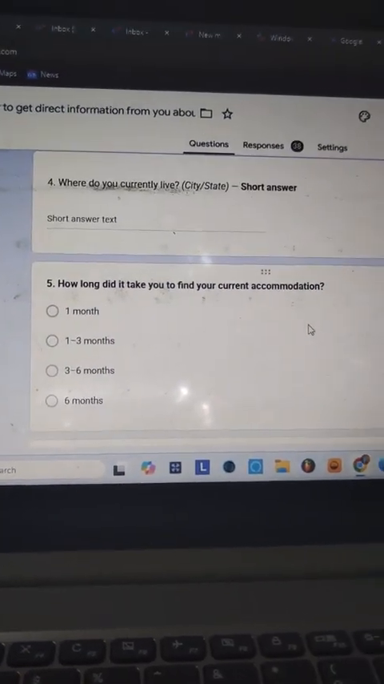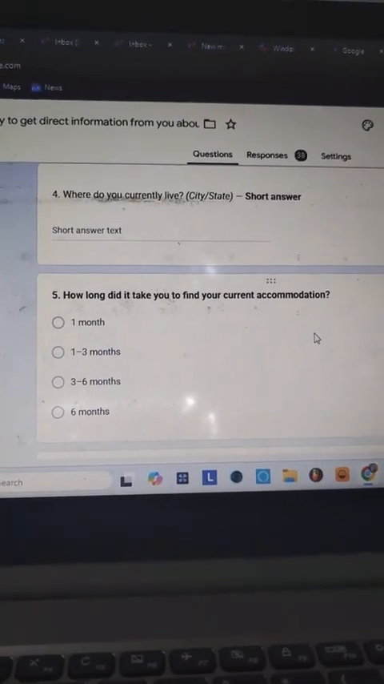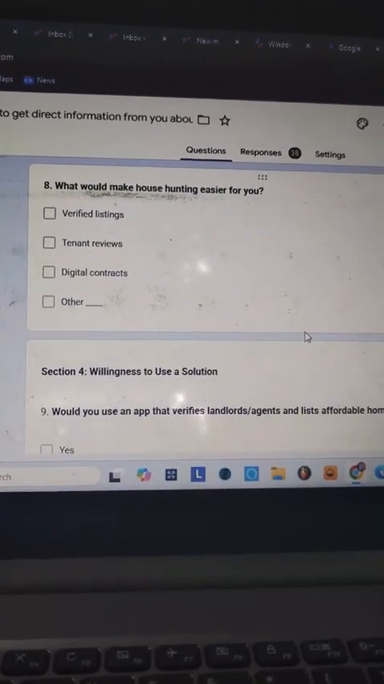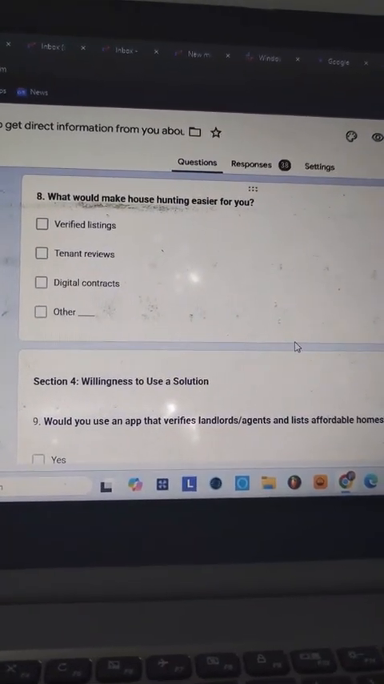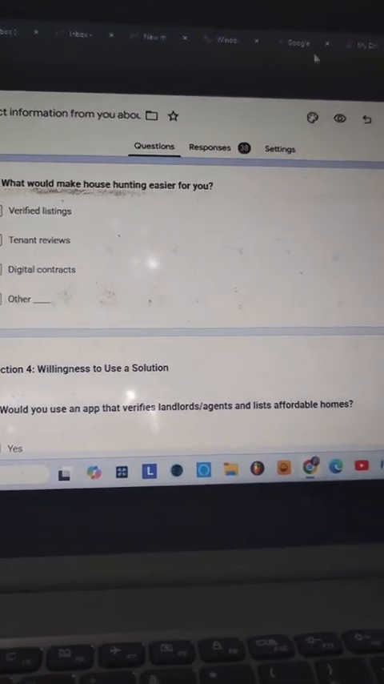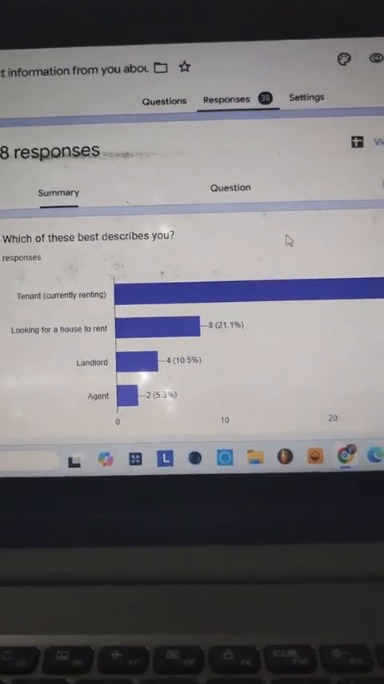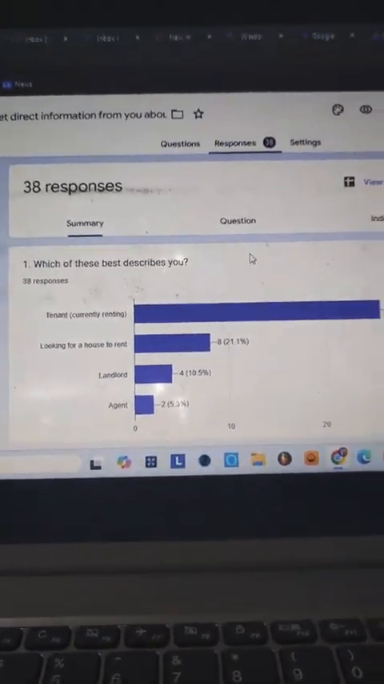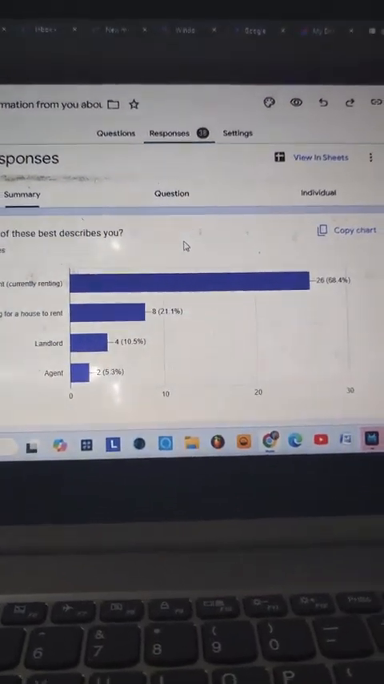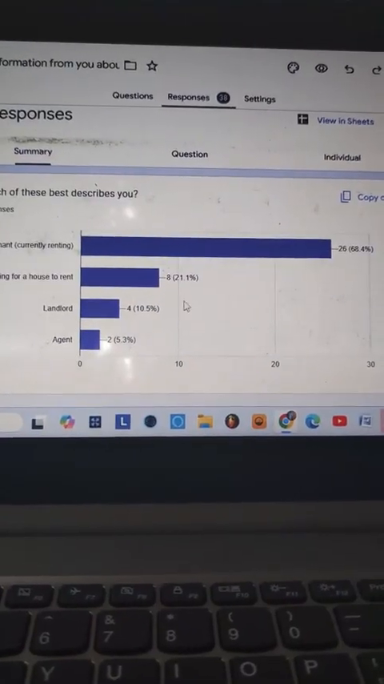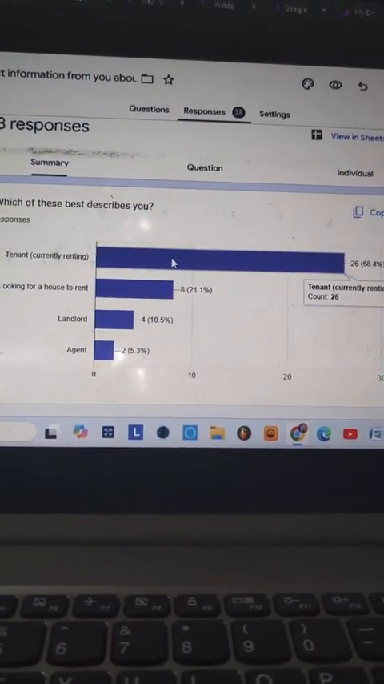These are things that you are going to do as a product manager. Where do you currently live? Now, they answered all these questions. What would make house hunting easier for you? After going through this, these are my responses. About 38 people responded. Google summarized my responses for me. It said that in my first question, I have more tenants.